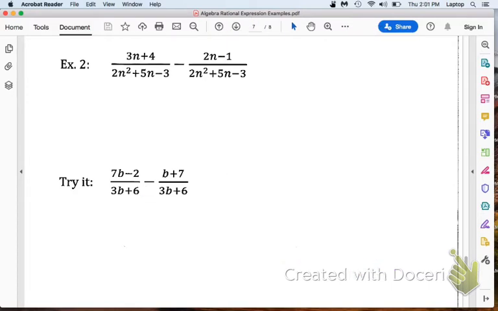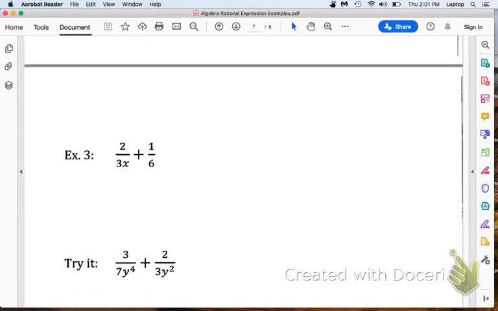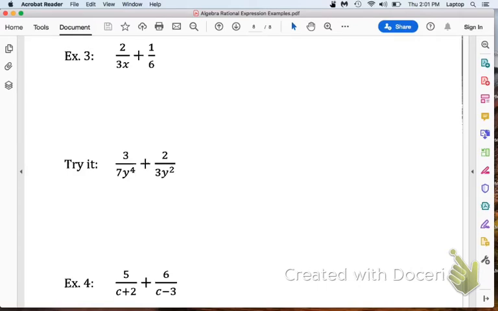All right, next example, you'll have to turn over your page. Example 3. Now we're going to start looking at what's going to happen if we do not have a common denominator. All right, so we're going to have to find a common denominator.